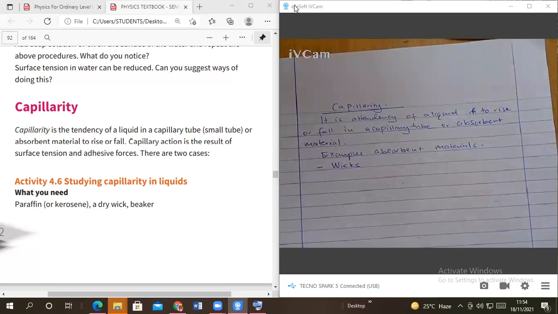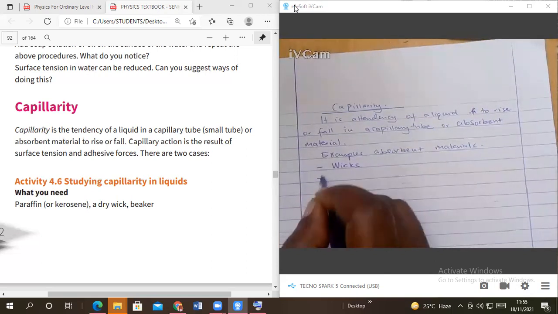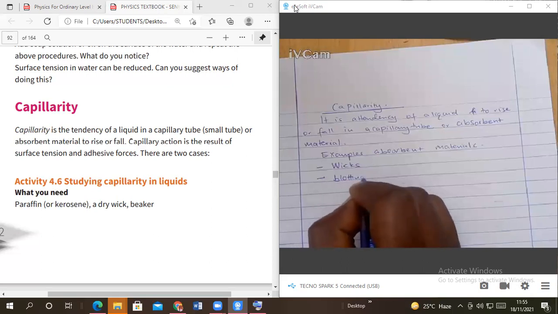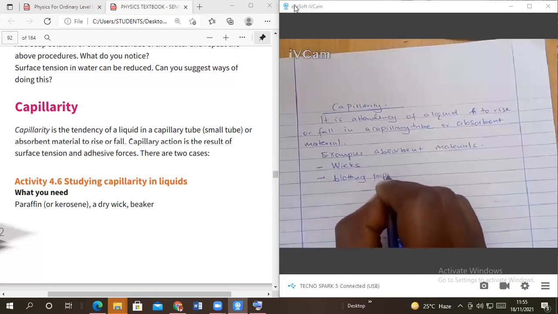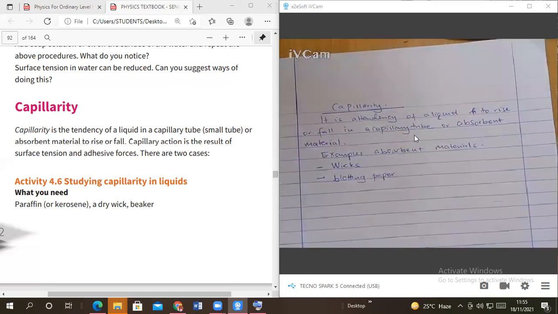Now you know what wicks are. The ones they use in stoves, in paraffin stoves. Those are wicks. We also have blotting paper. Blotting paper, we use it here in the laboratory.